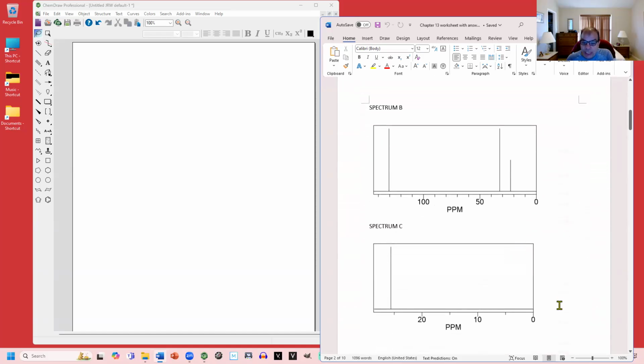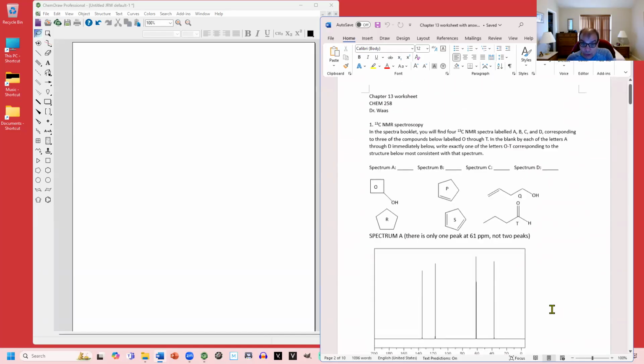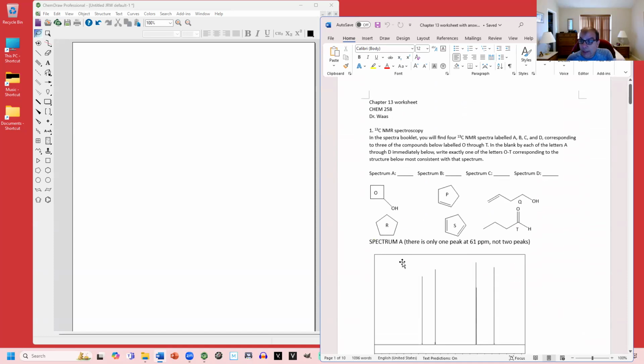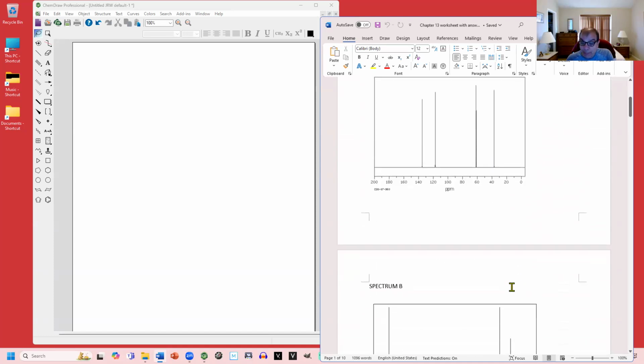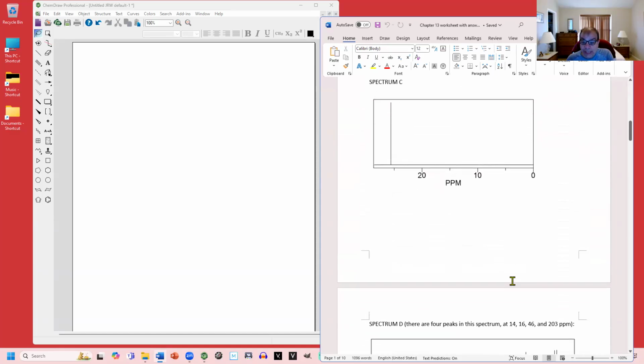What about spectrum C? Well, spectrum C is 1 peak. That means there's only 1 kind of carbon in it. And we had only 1 structure that had only 1 kind of carbon, compound R. So that must be the answer for question C.